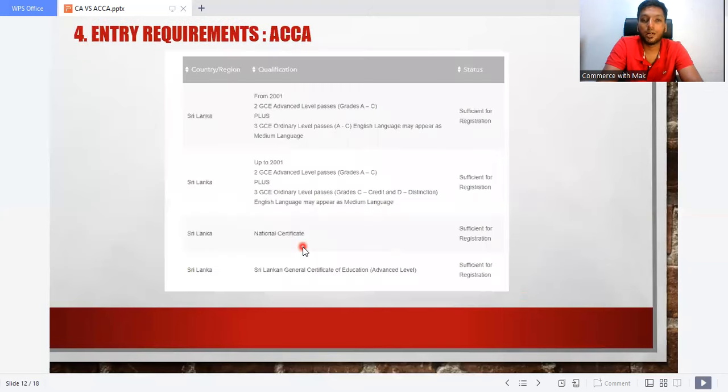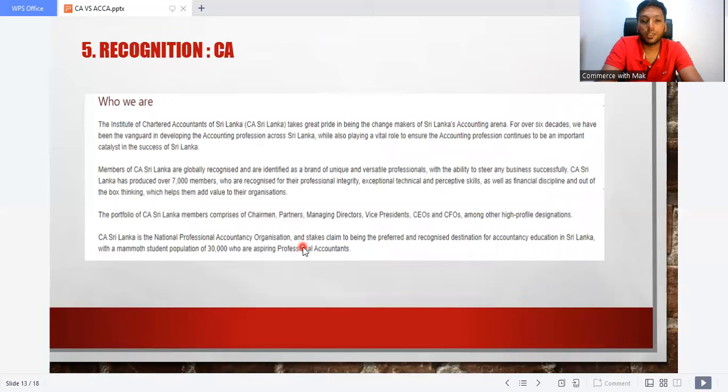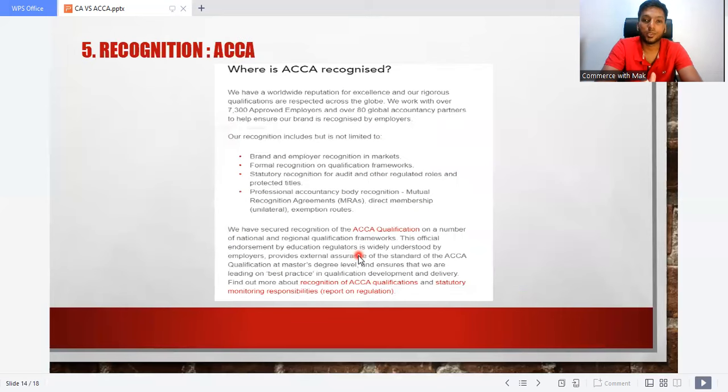That's a completely English program. CA Sri Lanka is the national professional accountancy organization and lays claim to being the preferred and recognized destination of accountancy education in Sri Lanka, with a mammoth student population of 30,000 who are aspiring professional accountants. Trust me guys, CA is one of the best qualifications in Sri Lanka. If you want to be hired by any company, the best qualification is CA. There's no other qualification comparable to CA, because it gives you that much recognition.